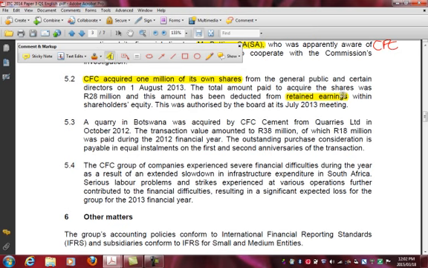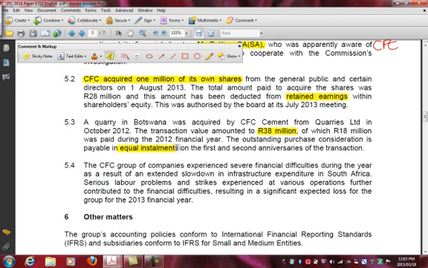5.3, a quarry in Botswana was acquired by CFC Cement from Quarries Limited in October 2012. The transaction was valued at 38 million rand, of which 18 million rand was paid during the 2012 financial year. The outstanding purchase consideration is payable in equal installments on the first and second anniversary of this transaction. Okay, 38 million rand and equal installments that you need to know about here.